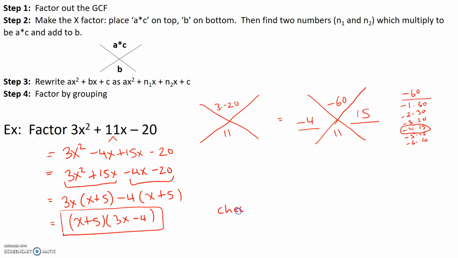Once you're done, always check your answer. So x times 3x, that's 3x squared. X times negative 4, that's a negative 4x. 5 times 3x, that's a positive 15x. 5 times negative 4, that's negative 20. And if we add our two middle terms, that's 3x squared plus 11x minus 20, which is the trinomial we started off with. So we know we did this correctly.